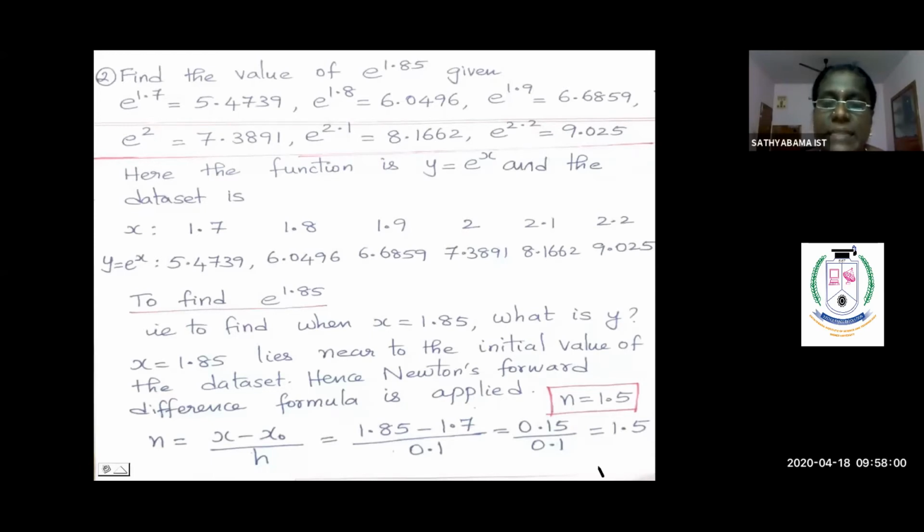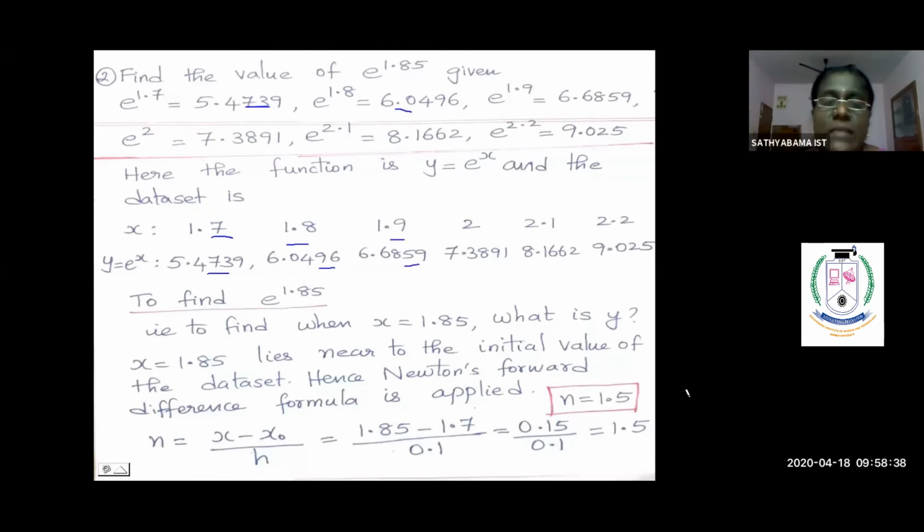You see the data set now I have constructed here. The data set is, if x is 1.7, 1.8, 1.9, the corresponding values are given here. You see, I've entered all these values as my y. So now I got what is x and what is y. Based on this, I'm going to work out further. What are the checkings I need to do? First, x values are equally spaced. Then second, the value of x at which you need to calculate y, where it lies. It lies towards the end or towards the initial value of the data set.